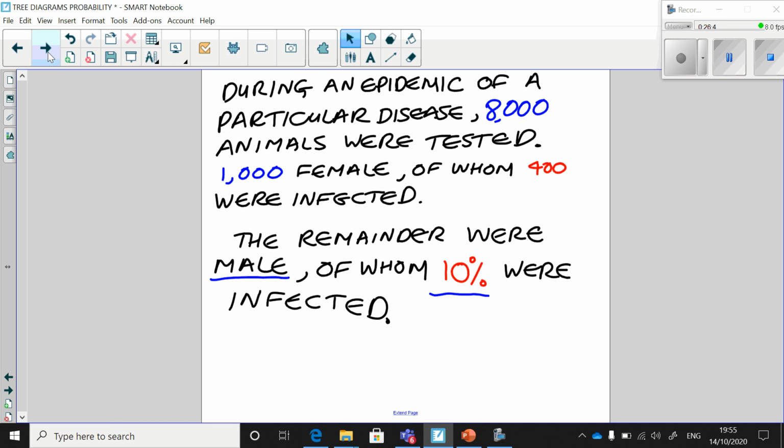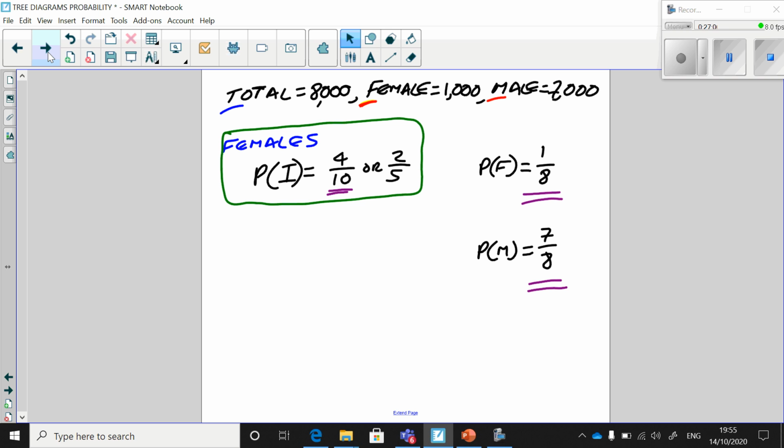8,000 animals were tested for this disease. 1,000 were female, 400 were infected. The remainder were male, of whom 10% were infected. So they're trying to get you to do a little bit of arithmetic here. So how many were male? Well, 8,000 take away 1,000 female, so there's 7,000 going to be male. 10% infected, and that's going to mean 700. So we've got that there.